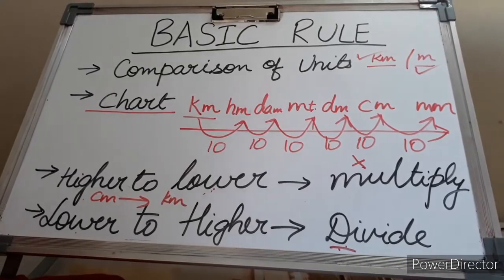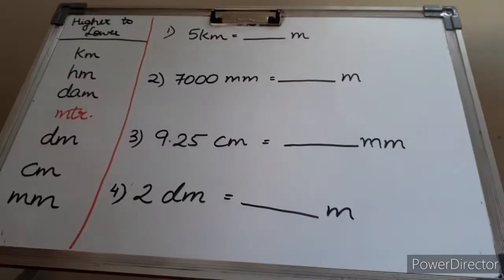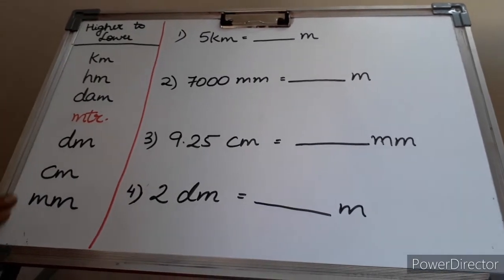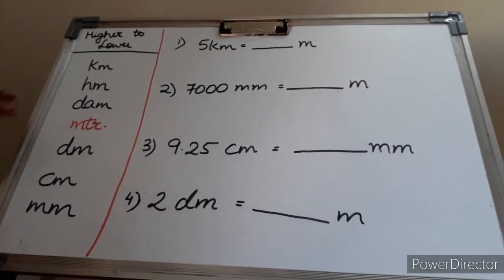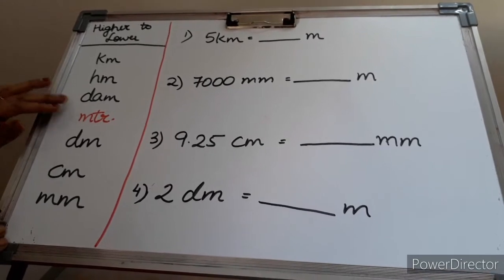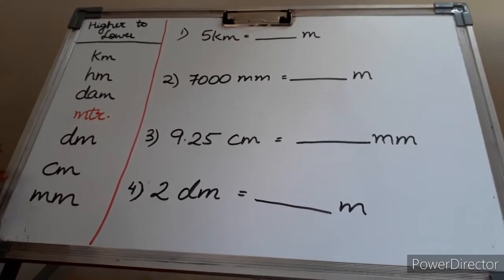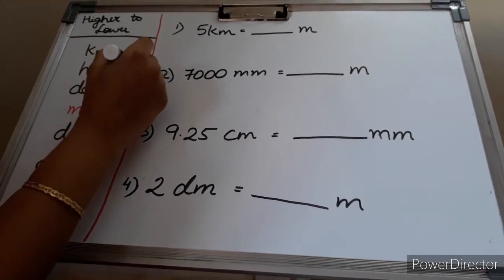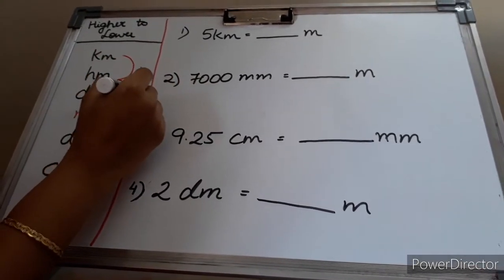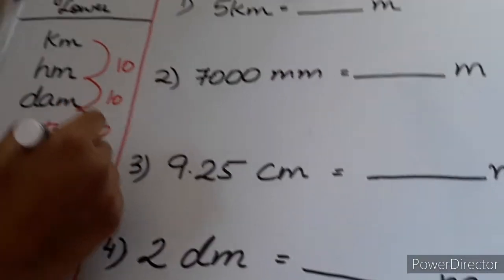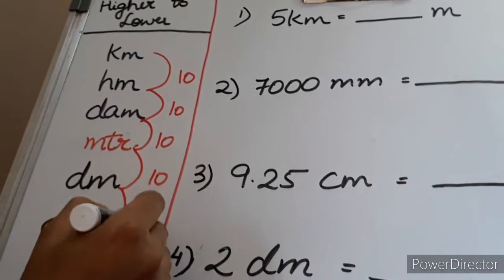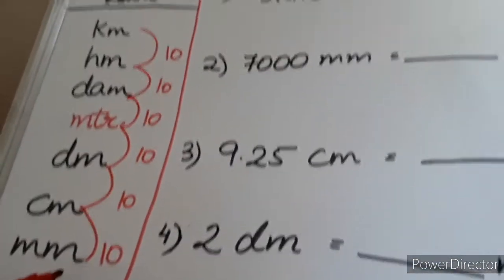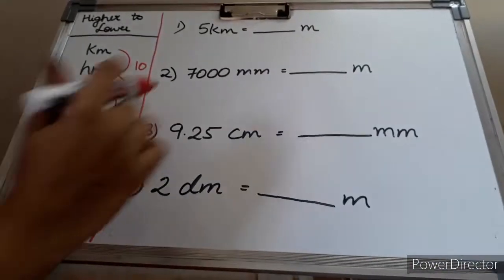Now we will see with the help of an example how we can do this. So here you can see I have written the basic chart which we need to learn. Kilometer, hectometer, decameter, meter, decimeter, centimeter and millimeter, and each step differs in value by 10. Each has a difference in value because of the number 10. Now let's see how we will solve the questions.